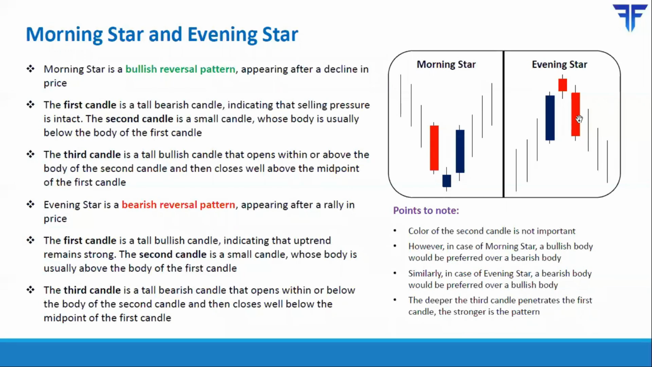Once the third candle is complete, that completes the evening star pattern. Going forward, if the low of the third candle breaks, it tells you to sell by placing a stop loss above the high of the second candle.